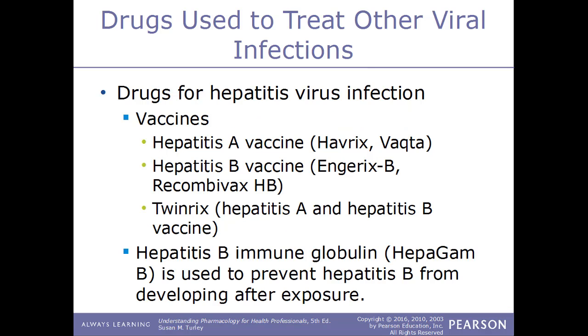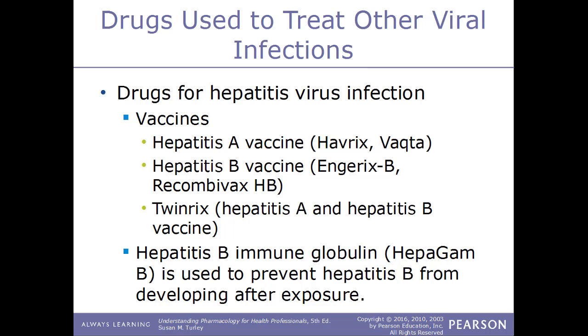You can also treat hepatitis virus infection with vaccines, such as the hepatitis A vaccine, known by the trade names of Havrix and Vaqta; the hepatitis B vaccine, also known as Recombivax HB and Engerix-B; and Twinrix, which is a combination vaccine of hepatitis A and hepatitis B vaccines.